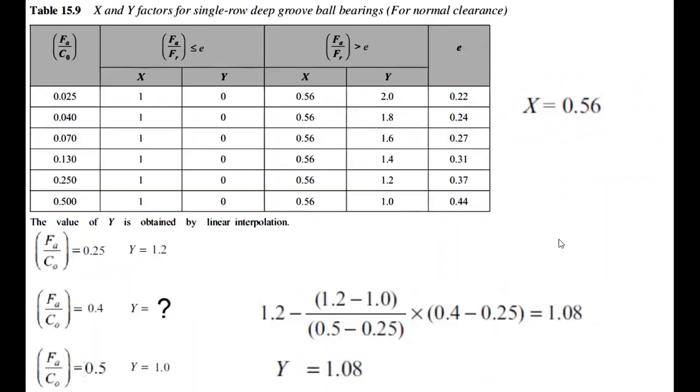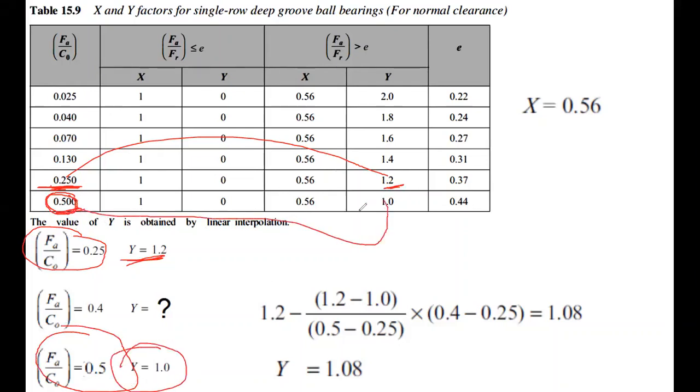Let's see how you should do, right? So like I said, X value is known, but since our 0.4 lies between 0.250 and 0.500, so our Y value will also lie between 1.2 and 1.0. So let's write down that in this way, that for FA upon CO 0.250, Y value is 1.2. And for 0.500, FA upon CO 0.5, Y value is 1. You can see here, Y value is 1.